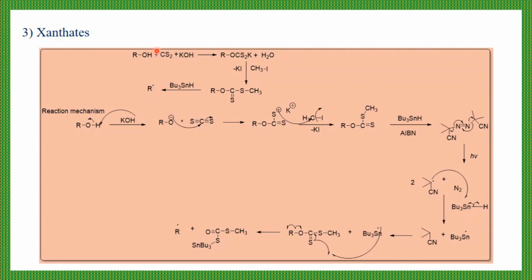So this ROH reacts with CS2 in presence of KOH, and you'll get ROCS2 minus K plus, and water. It reacts with CH3I. You'll get this xanthate, which undergoes reaction with tributyltin hydride. You will get this R radical. So we'll see its reaction mechanism. The reaction mechanism is very simple.